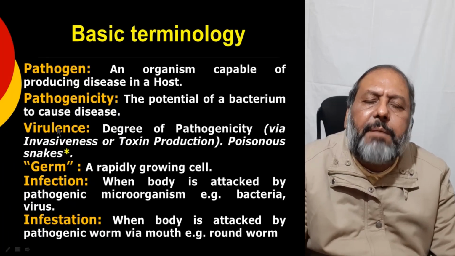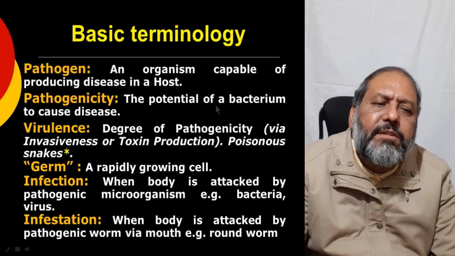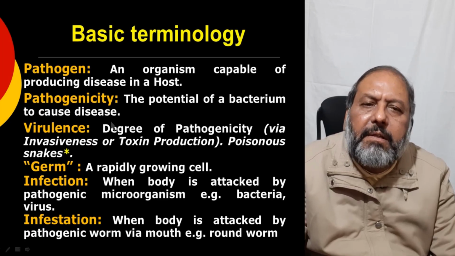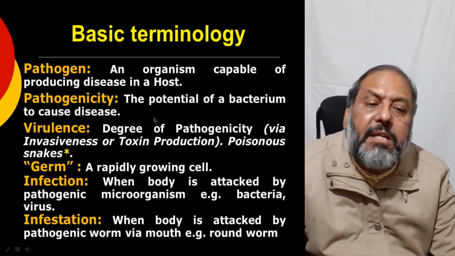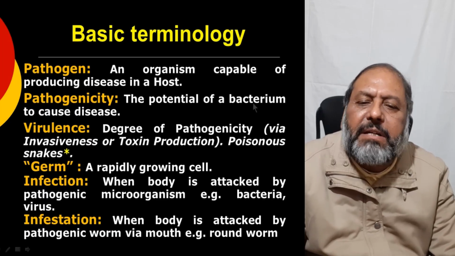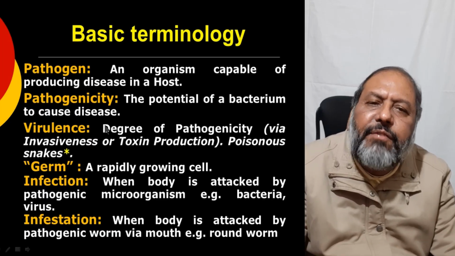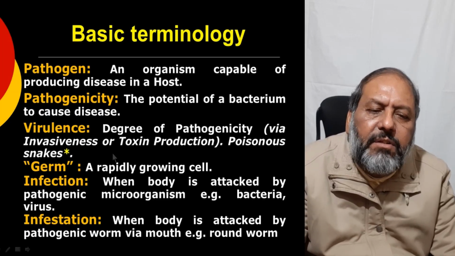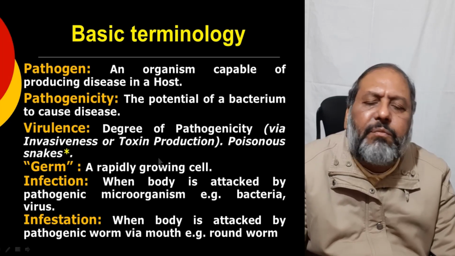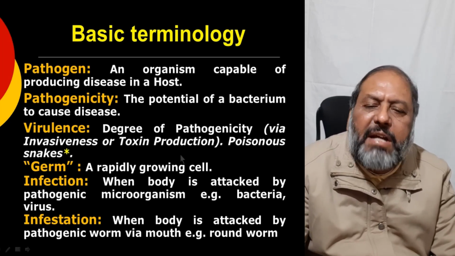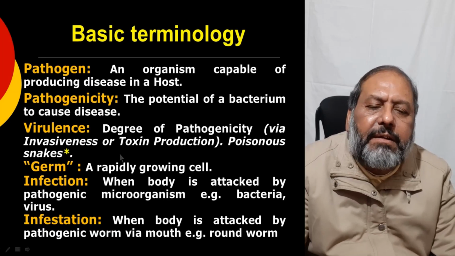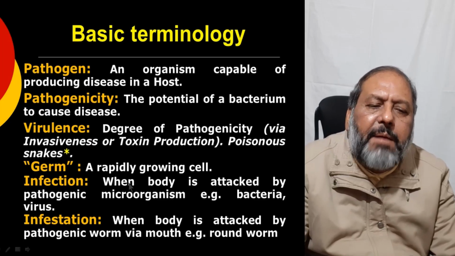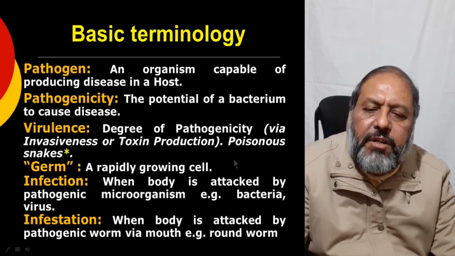Now, there is certain basic terminology used in microbiology. The pathogen is an organism which is capable of producing disease in a host. Pathogenicity is the potential or power of a bacterium to cause disease. Virulence is the degree of pathogenicity via invasiveness or toxin production, as in the case of the poisonous snake, the venom of the snake is the virulence of the snake. Germ: a rapidly growing cell is called a germ.